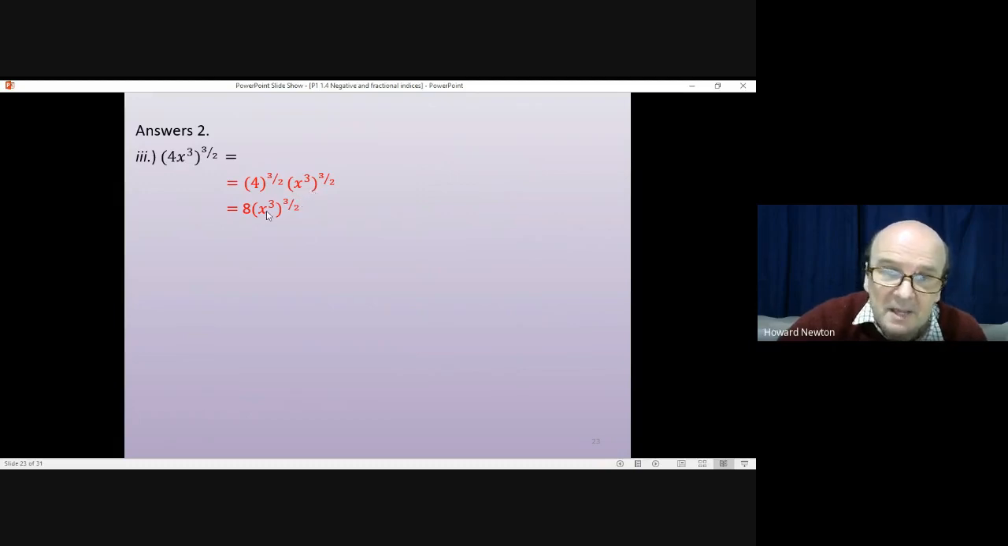And we haven't done anything yet with that, but we'll have a look at that now. X cubed to the power of 3 over 2, cubing it first, that means you'll have 3 times 3 is 9. And then square root, the 2 means we'll have to divide the 9 by 2. So we've done 3 times 3 over 2, which is 9 over 2. And that's as simple as it gets.